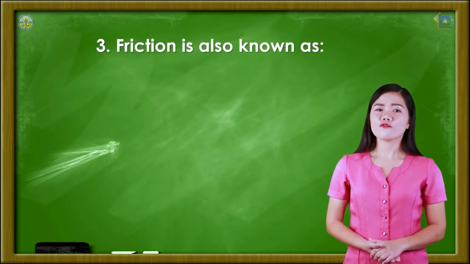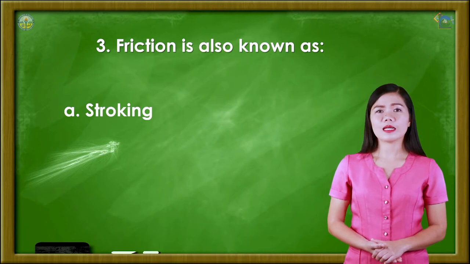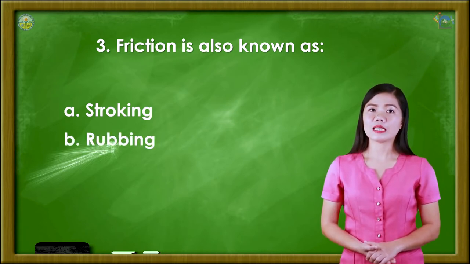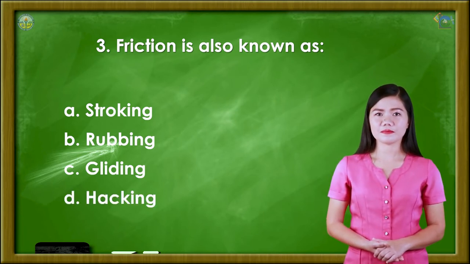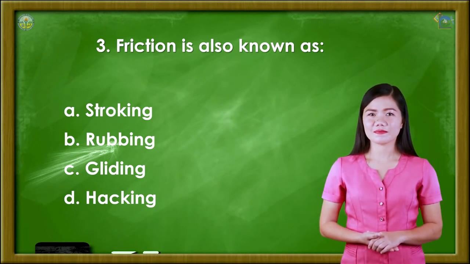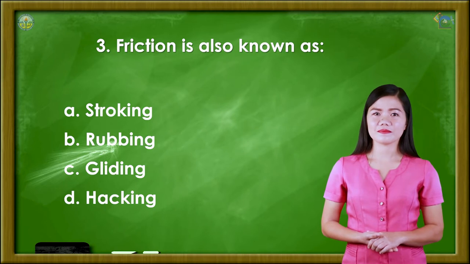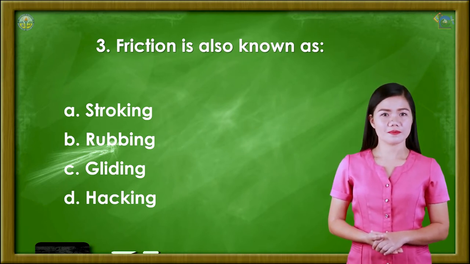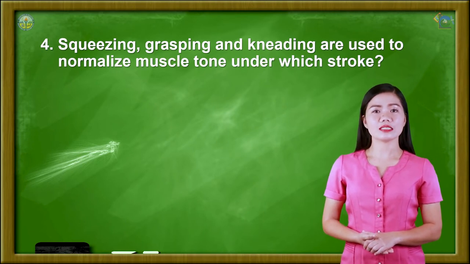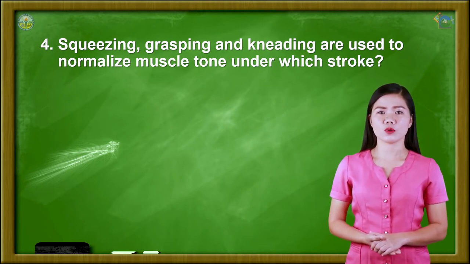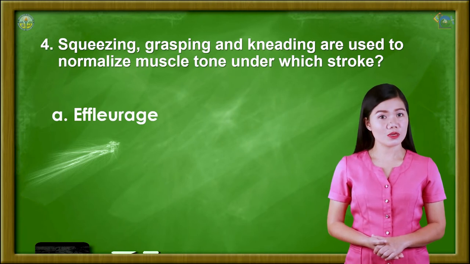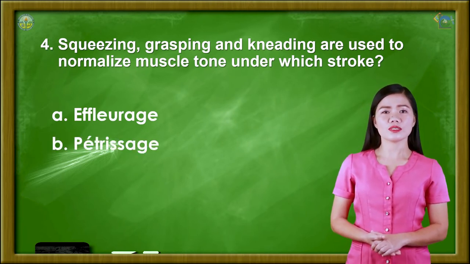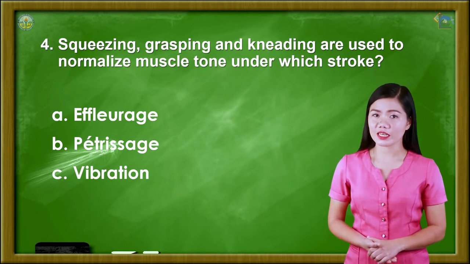Number 3. Friction is also known as letter A, stroking, letter B, rubbing, letter C, gliding, or letter D, hacking. Number 4. Squeezing, grasping, and kneading are used to normalize muscle tone under which stroke? Letter A, effleurage. Letter B, petrissage. Letter C, vibration. Or letter D, percussion.